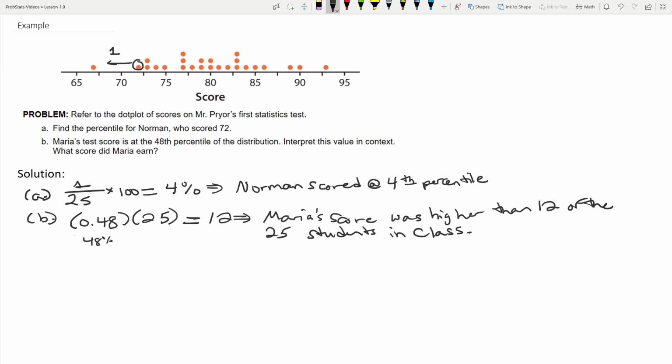Now, since Maria's score here was higher than 12 of the 25 students, this means we could start actually counting them. So this is 1, 2, 3, 4, 5, 6, 7, 8, 9, 10, 11, 12. So she was higher than those 12. So this has to be Maria's score. This means that she scored an 80. So her score was an 80%.